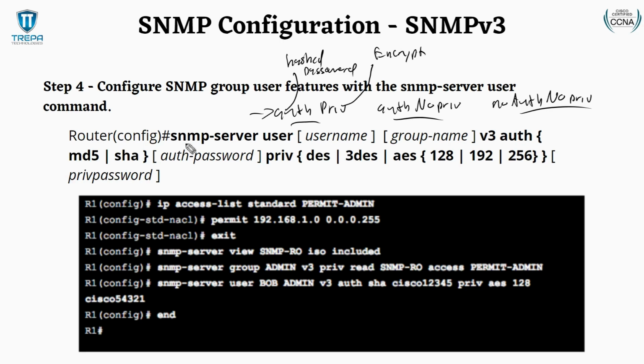So here's the command. SNMP server user, we're going to specify the username. And then we're going to say this user is a part of this group. We're running version 3. And we want to hash the password with SHA. And then we got to actually set our password. So it should be 8 characters, okay? Remember that, 8 characters.